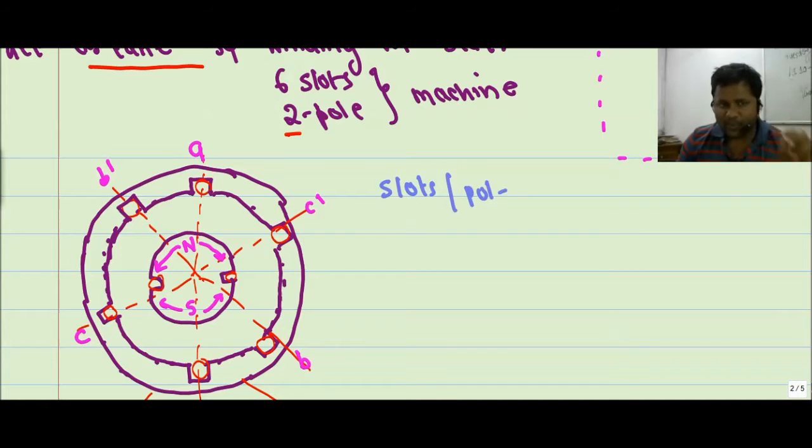Slots per pole is basically equal to, here we have 6 slots, and here we have 2 poles, so we can say that it is 3. The term that indicates the slots per pole is G. Here, 6 slots are there, and under the influence of 1 pole we are getting 3 slots. Slots per pole is 3.